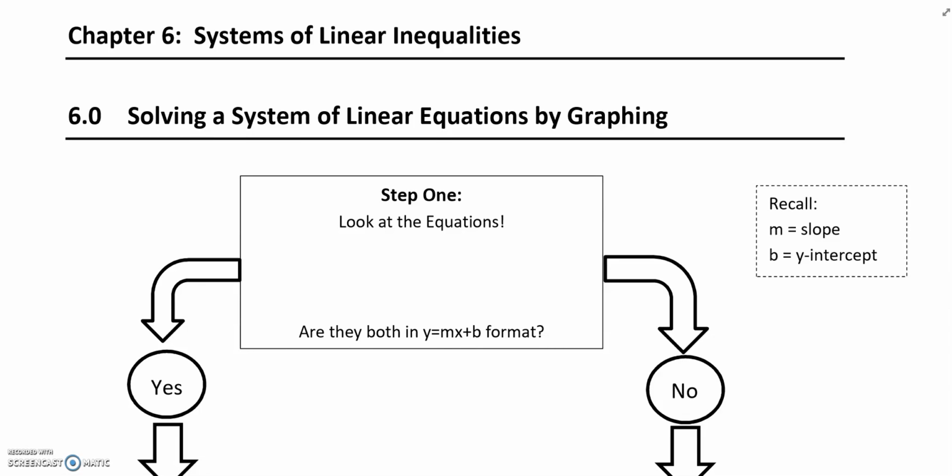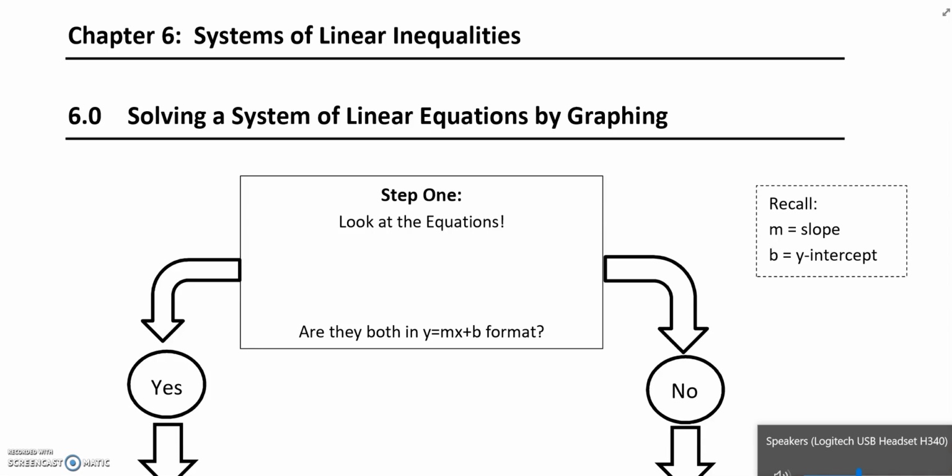Today we'll be starting a new unit called Systems of Linear Inequalities, and our lesson today is a review lesson on solving a system of linear equations by graphing. Then we'll use what we learned previously in graphing linear equations to help us solve systems of linear inequalities. So let's get started. You'll need your graphing calculator with you.